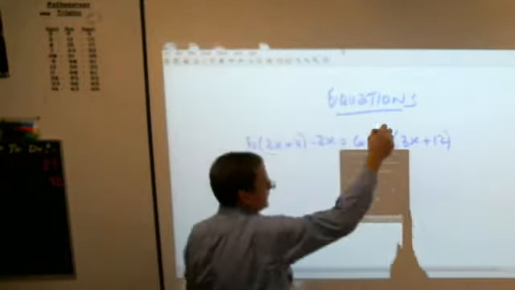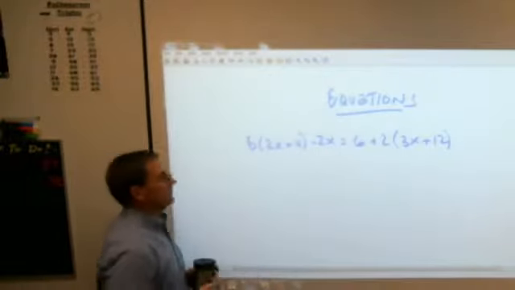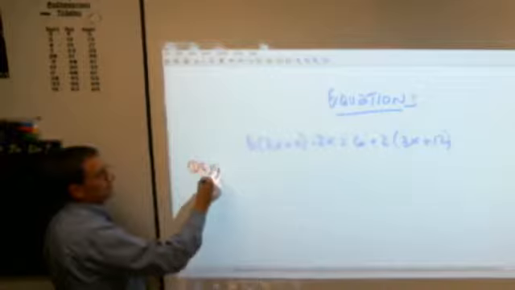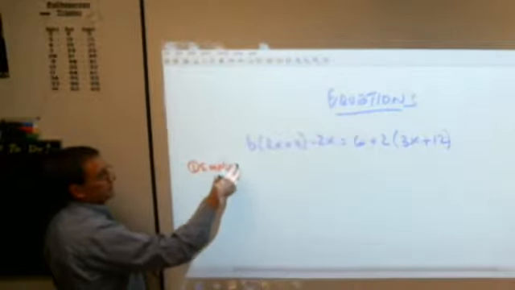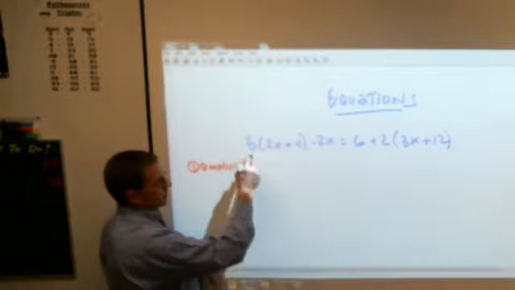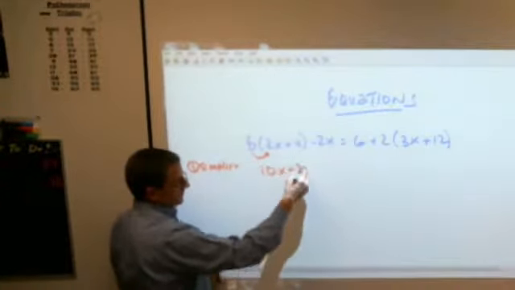Alright, so you got this. Step number one, well, first of all, on any equation here, you need to simplify each side. You want to get it down so that it's just one letter, one number. So distributive property here says 10x plus 20. Are you with me, right?